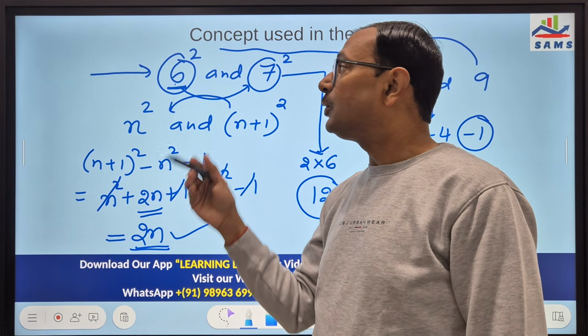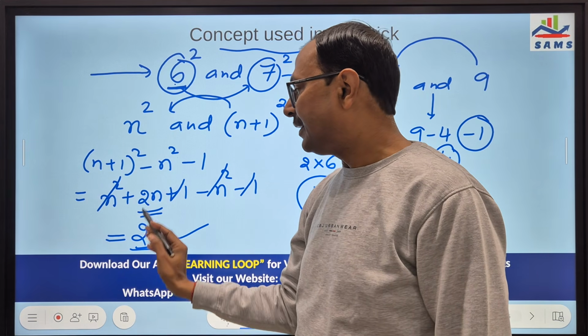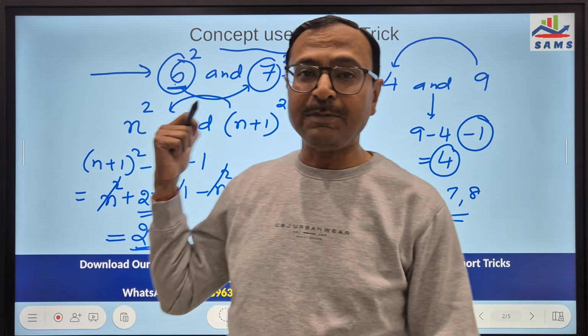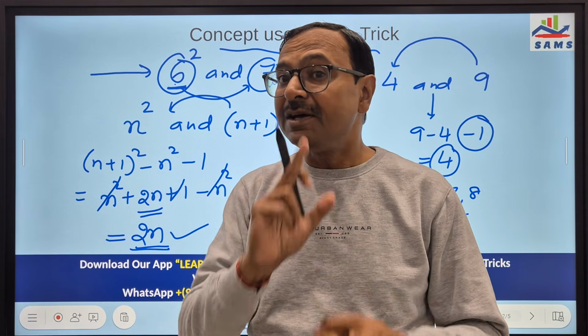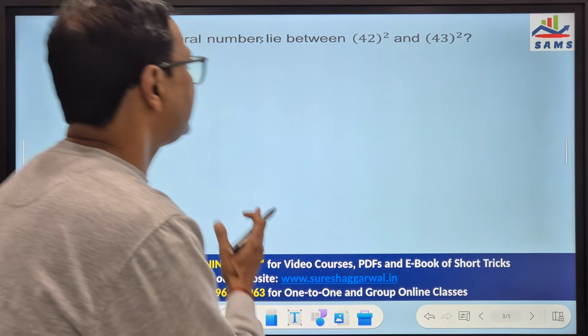plus 1, but you don't even have to look at the larger one. Just take the smaller number, double it up, and you will get the total number of natural numbers lying between two squares. That is consecutive squares only. So let's see this question.